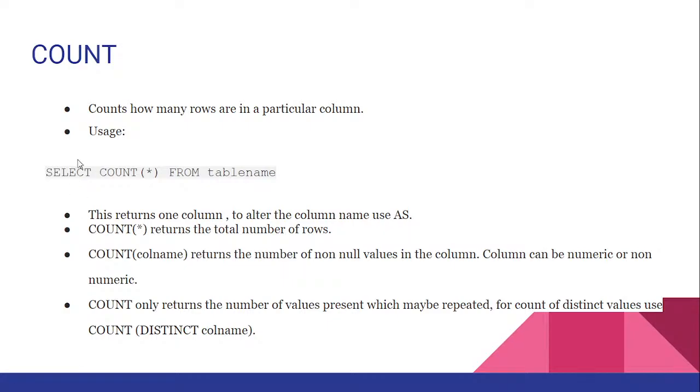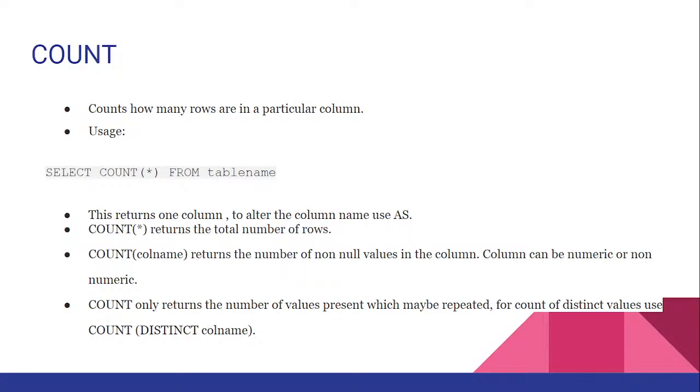Okay. When I say count star, it will consider all of the columns together, because, as we know, to specify all columns we use the shorthand asterisk.